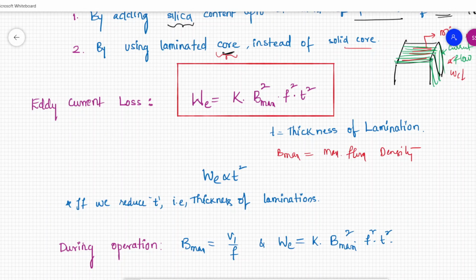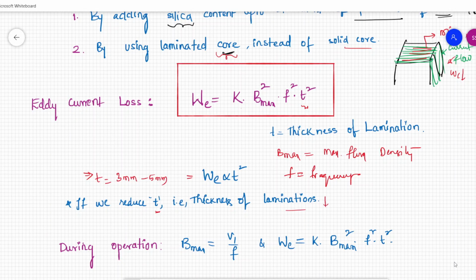Here the eddy current loss is proportional to Bmax as well as frequency and thickness of the lamination. Here thickness of the lamination comes into picture, because the eddy current loss depends on the thickness. If the thickness is more, the eddy current loss is more. The less the thickness of the core lamination, the less the eddy current. Generally the laminations will be in the range of 3 mm to 5 mm thickness. So if we reduce thickness, we can reduce the eddy currents.